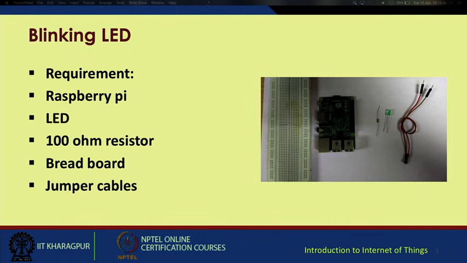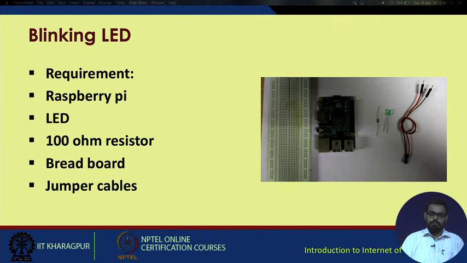So first thing we are going to do is a blinking LED based project. So basic requirements are you are going to require a Raspberry Pi connected to the network. You are going to require an LED, a basic 100 ohm resistor, breadboard, and a few jumper cables.